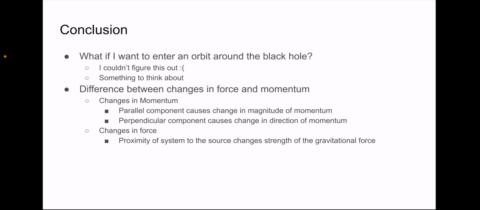The changes of momentum is that the parallel component causes a change in the magnitude of momentum, and the perpendicular component causes a change in the direction of momentum. And the changes in force is that the proximity of the system to the source changes the strength of the gravitational force.